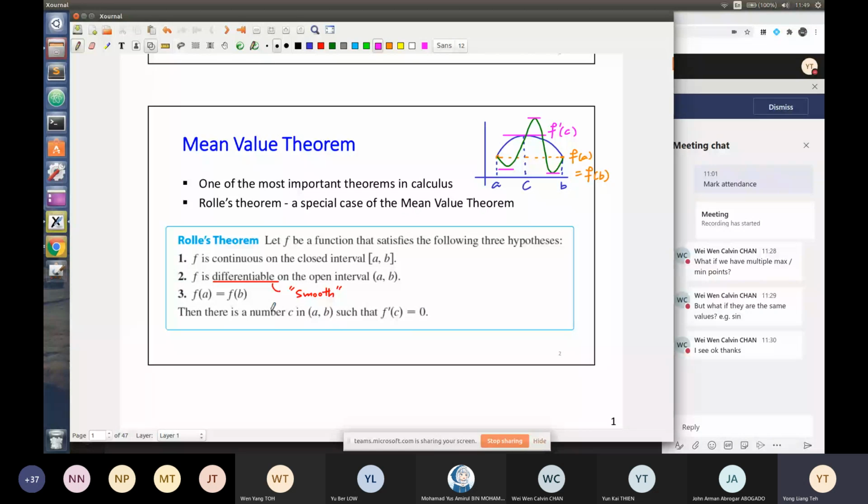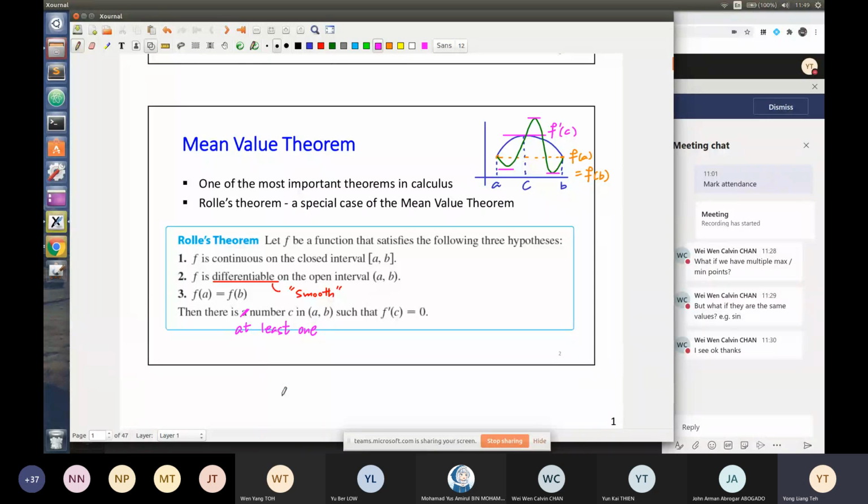So I would like to maybe just change this a bit. There is at least one number c, because it is possible that you get more than one number c. Okay, there is at least one number c in (a, b) such that you get the tangent, or the tangent gradient, equivalent to 0.